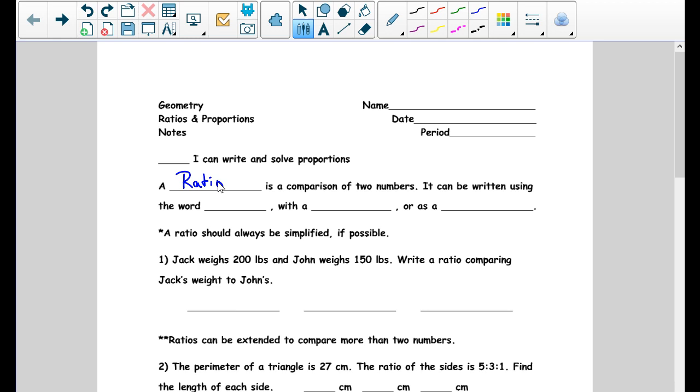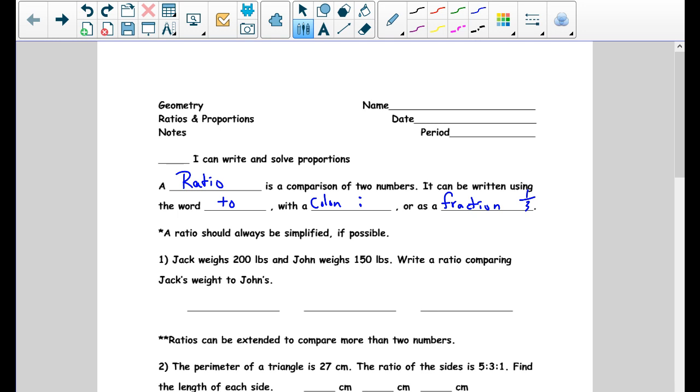So, it can be written using the word to, okay, with a colon, which is just two dots, or as a fraction. Okay, so like 1/3. Okay, most common fraction. So a lot of times you'll see it written as a fraction or with colons. Okay.